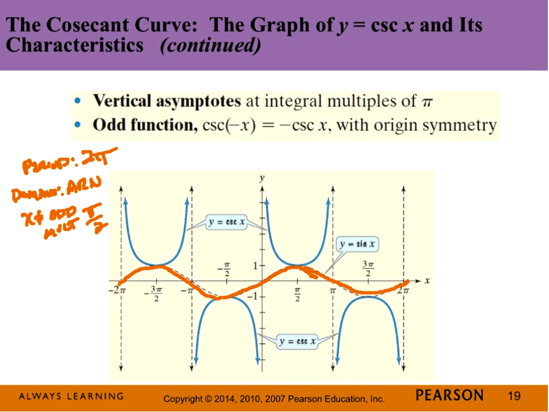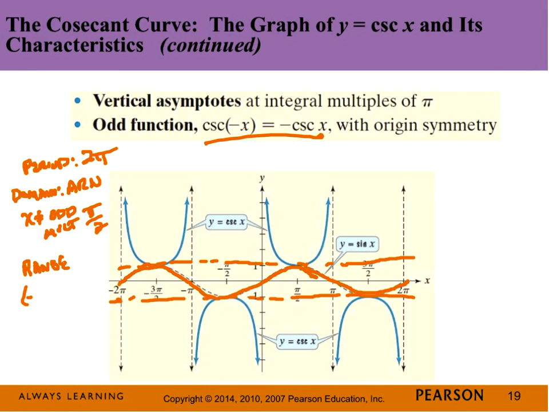This is an odd function here. We have origin symmetry happening. Our range? Well, you can see if I draw these barriers here, we're never going to go between +1 and -1 in the y direction. So our range is -infinity to -1 inclusive, or 1 to +infinity. And no x-intercepts to worry about. We are undefined, or we have vertical asymptotes at odd multiples of pi/2.